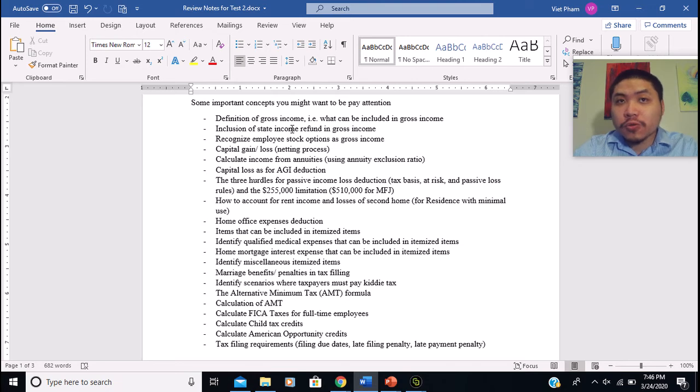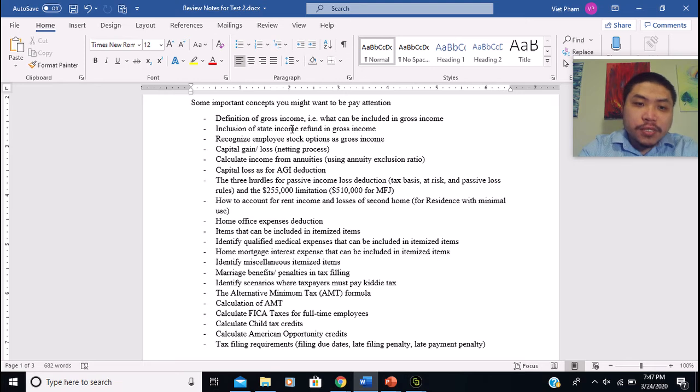For example, non-taxable income, say municipal bonds. Interest income from a municipal bond, we cannot include that in the gross income, because it's not taxable, right? So make sure you know which items can be included and which items cannot be included in the gross income. That should be a kind of conceptual question.